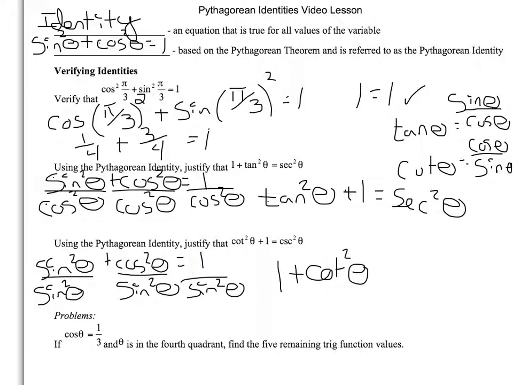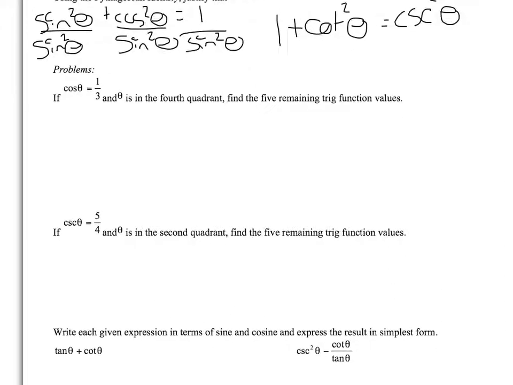And 1 divided by sine squared is equal to cosecant squared theta. And now you use the Pythagorean identity to get to cotangent squared theta plus 1 equals cosecant squared theta. So you're done with that type of problem. Let's move on to something else here.